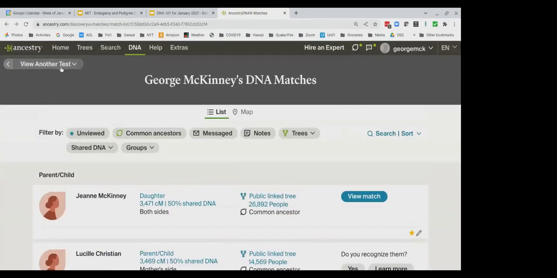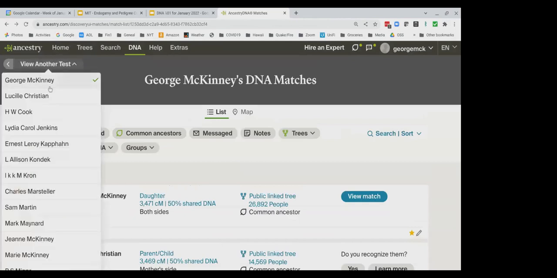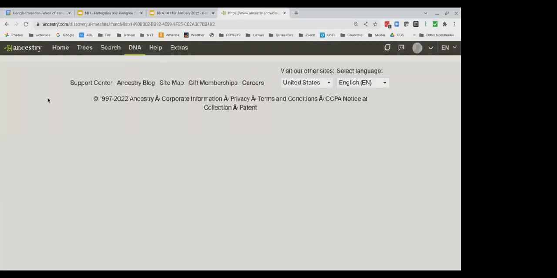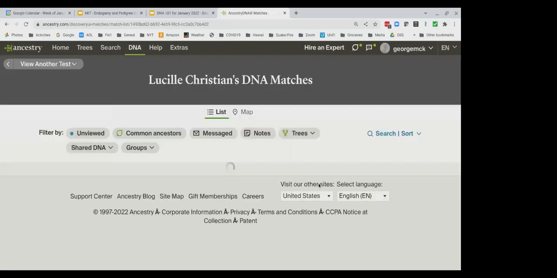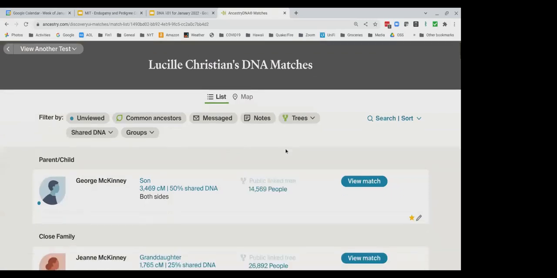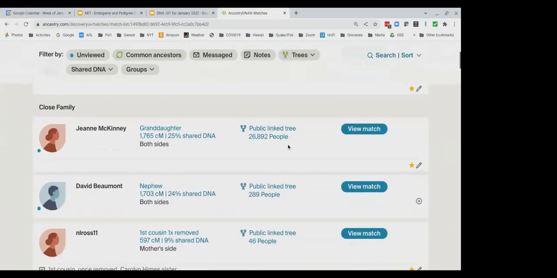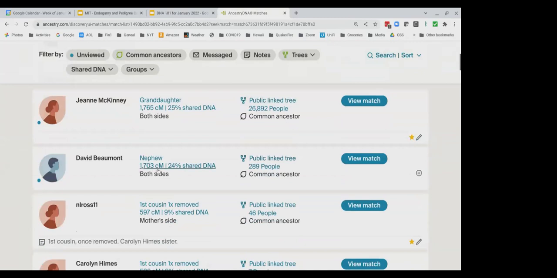Now I'm going to view another test. If you remember, I did my mother's test. That's Lucille Christian. And it would not surprise you to learn that she is related to her nephew, David, who you remember was a 994 with me, and now 1703 with my mother, about double. And N.L. Ross, who was a 281 with me, is 597 with my mother. So does that all make sense to everybody? Okay.